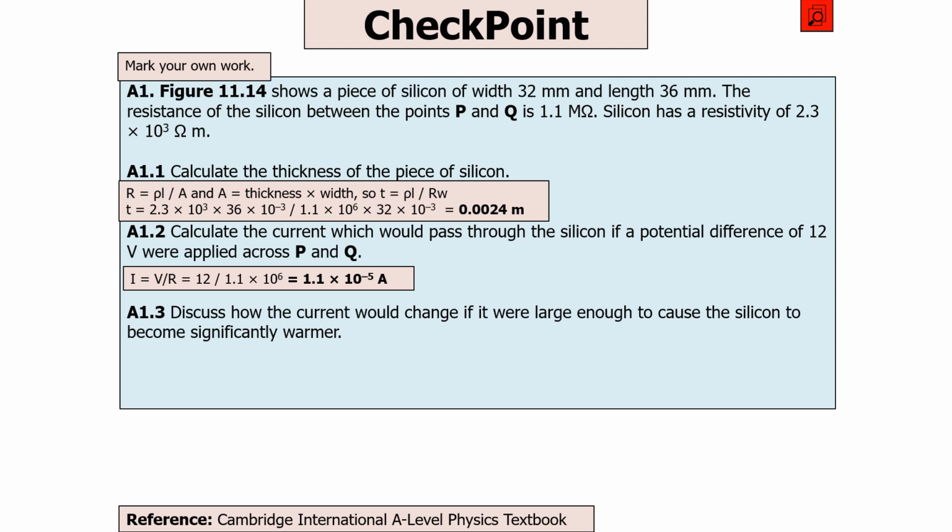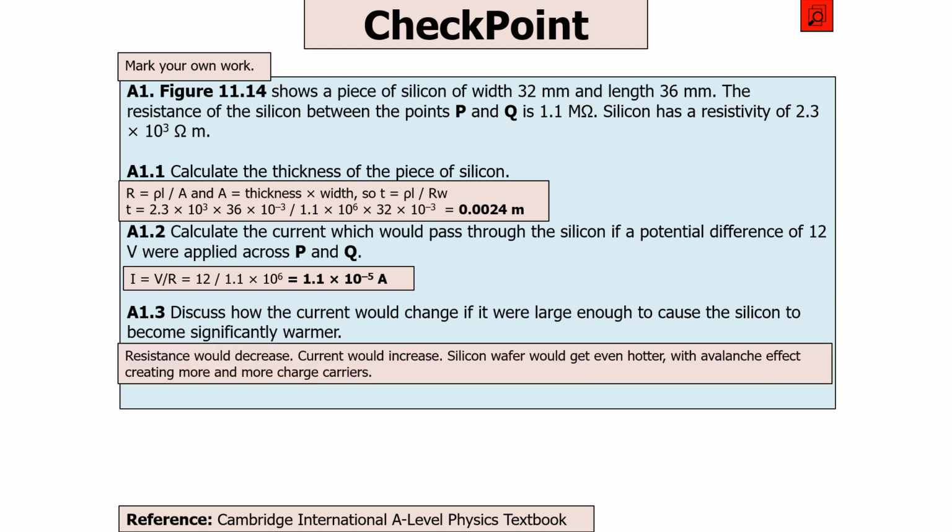This next one, we've got to think about what would happen in this instance. Well, in this instance, the resistance would decrease and the current would increase because the silicon, you've got to be aware, is a semiconductor. So in a semiconductor, when you increase the temperature, it releases more charge carriers into the circuit. That decreases the resistance and increases the current.